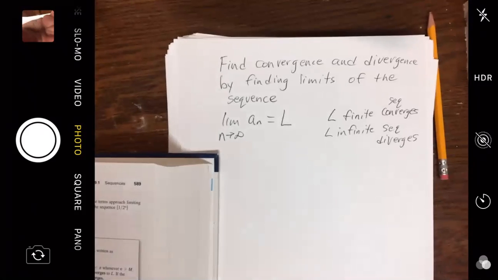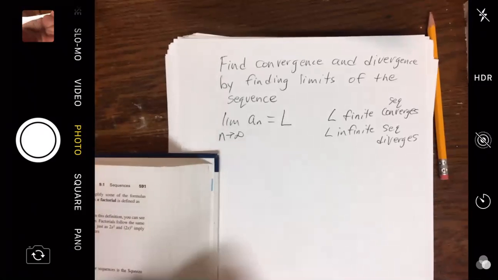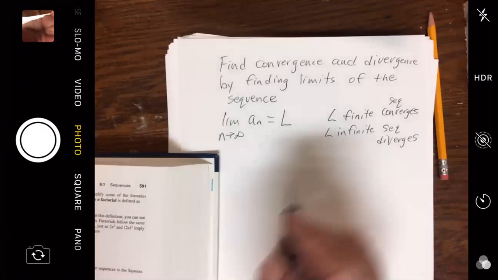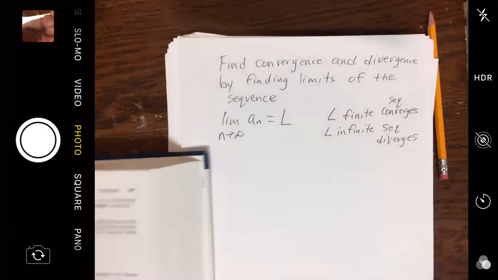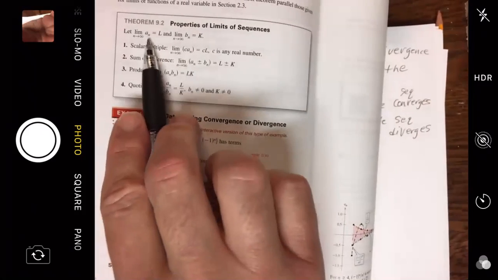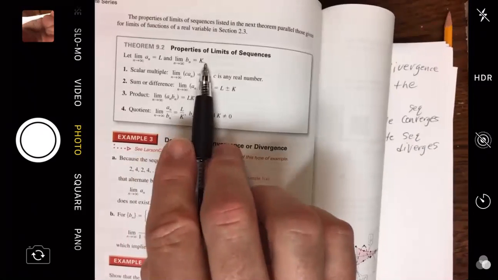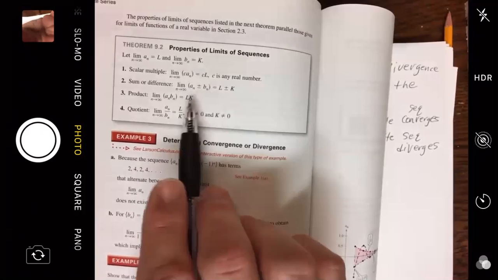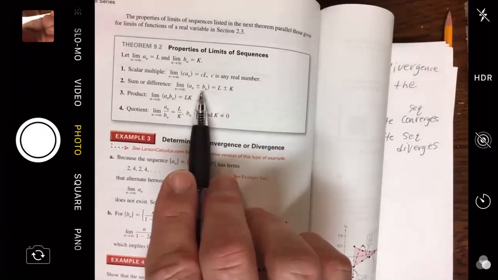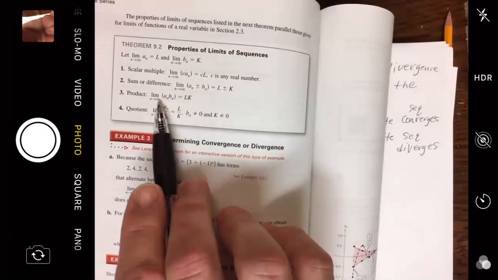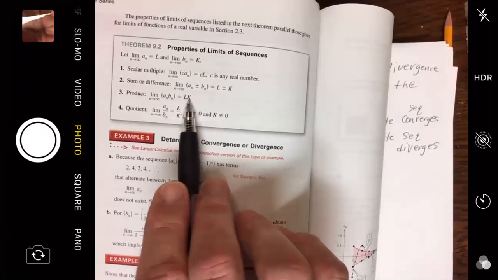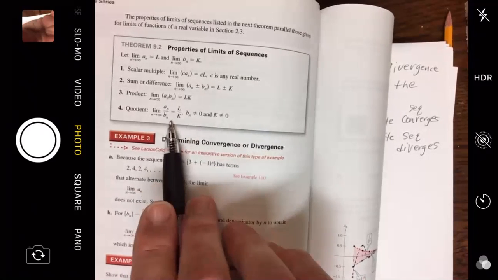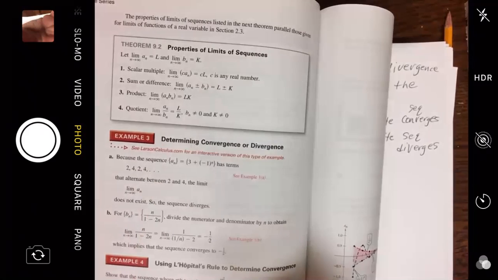Okay, there is a lot of stuff here, where the limits work exactly like limits for Calc 1. I don't know if I need to copy any of this down. Trying to get to some examples, but if we have a limit of a_n is L and a limit of b_n is K, if you take a multiple of it, you can put numbers in and out. You can add or subtract, you get the sum or difference of the limit values. You can take a product of the limits and you get a product of L and K, and you can take a quotient. You get the quotient of the limits.